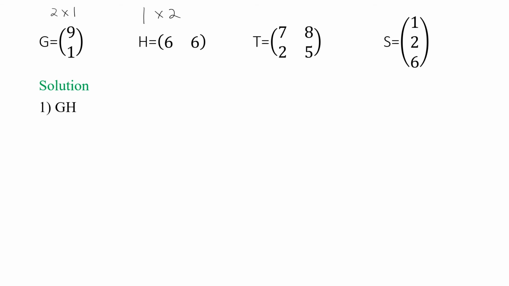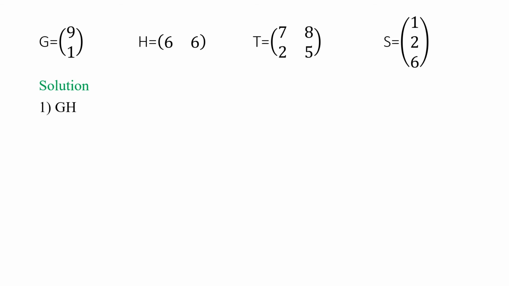Yes. So guess what? These 2 matrices are eligible. Why? Because the number of columns in the first matrix G is equal to the number of rows in the second matrix H. And I also know that when I multiply these 2 matrices, I will end up with a 2 by 2 matrix, meaning I will end up with a square matrix. Good? Very good. So that's our background work.